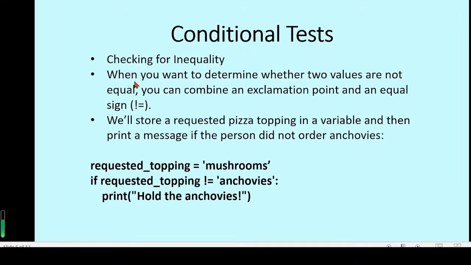Checking for inequality. When you want to determine whether two values are not equal, you can combine an exclamation point and an equal sign. So this means not equal. So we will store a requested pizza topping in a variable and then print a message if the person did not order anchovies. So this is requested topping called mushroom, this value. So if requested topping not equal to anchovies, then we'll print hold the anchovies.